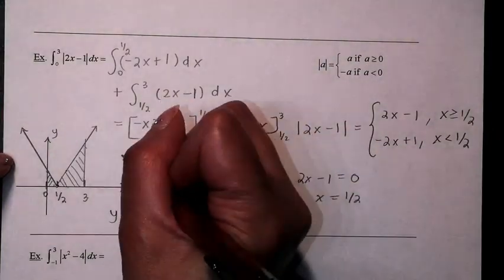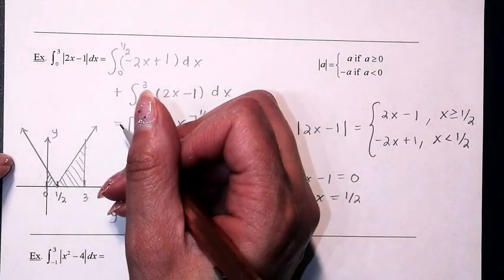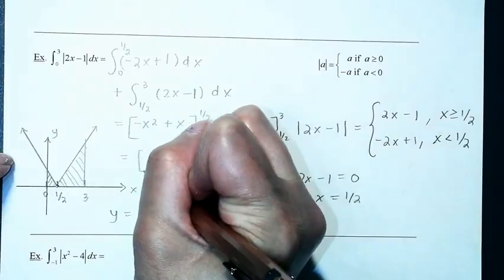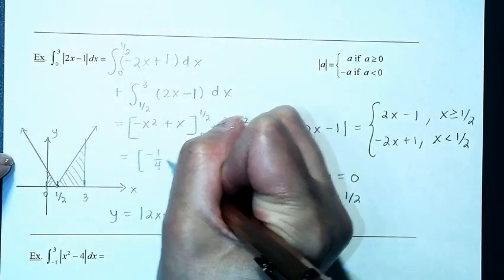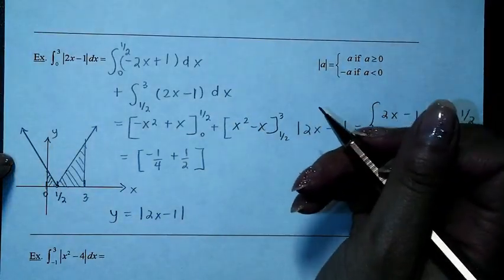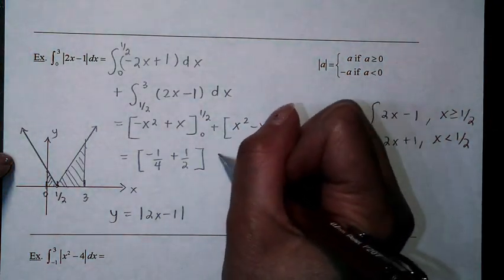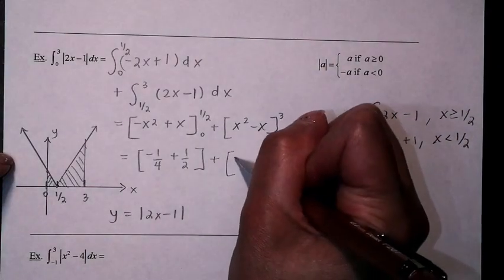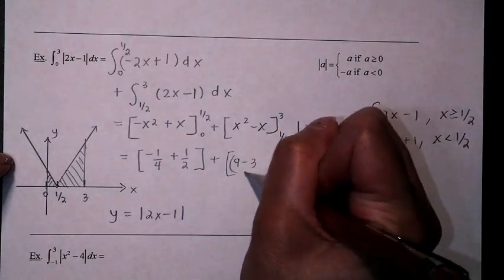You're going to plug them in. So, if you plug the 1/2, what's going to be that? You have that this one is going to be negative 1/4 plus 1/2. You have a bunch of zeros, so I don't even put them. Do you agree with that? Then this one over here, what do you have? You're going to plug the 3. So what's that? 9 minus 3. That's your first chunk.